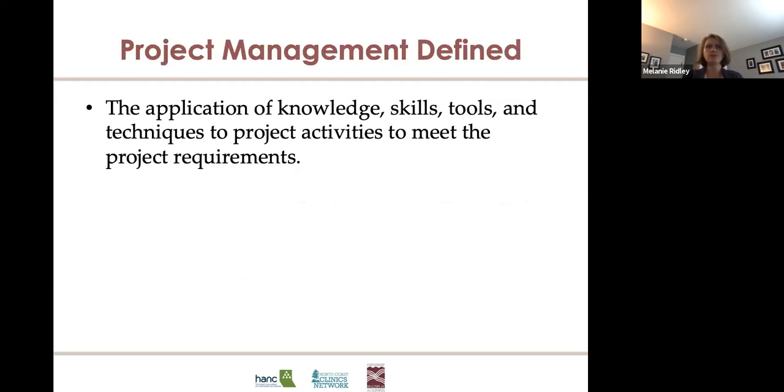So project management defined is the application of knowledge, skills, tools, and techniques to project activities to meet your project requirements. So let's look a little bit more about what that means.